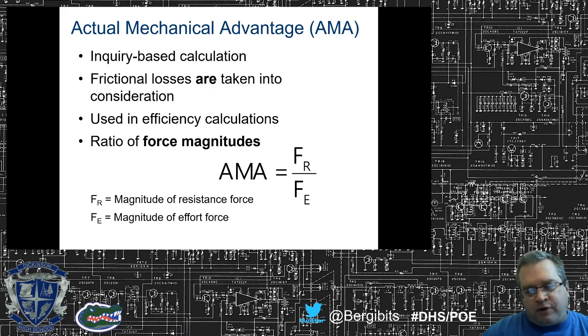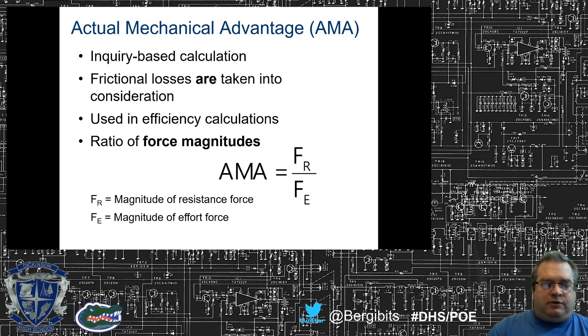AMA equals force resistance, FR, divided by force effort. And we can swap those back and forth depending on which numbers you're looking for. And what do I mean by that? If the axle is driving the wheel or the wheel is driving the axle, there's different needs to swap those out. And you'll see what I mean here in a few slides.